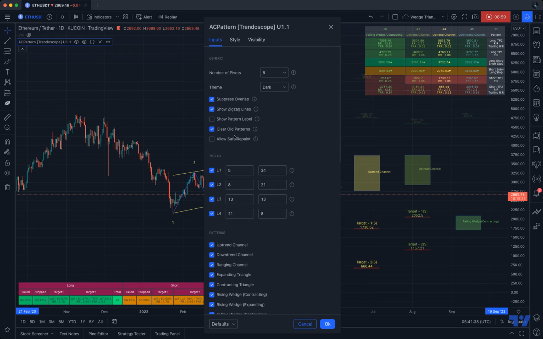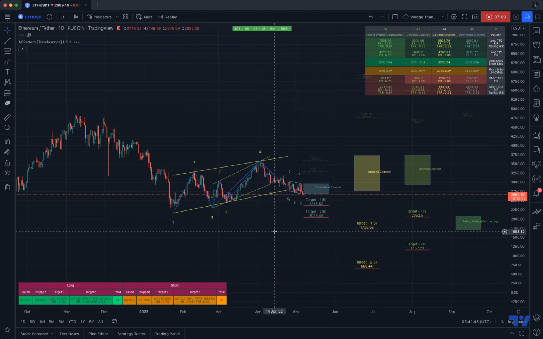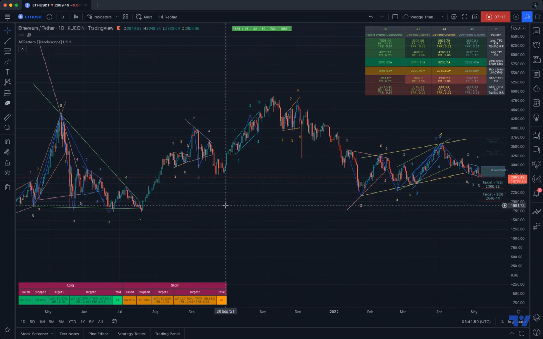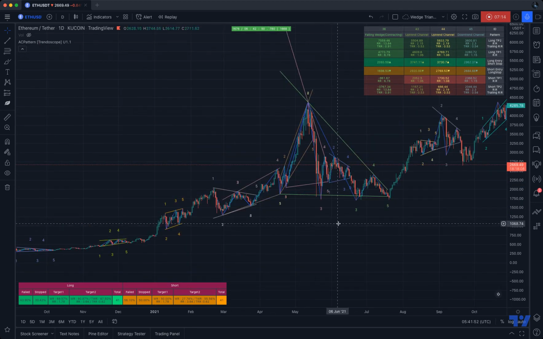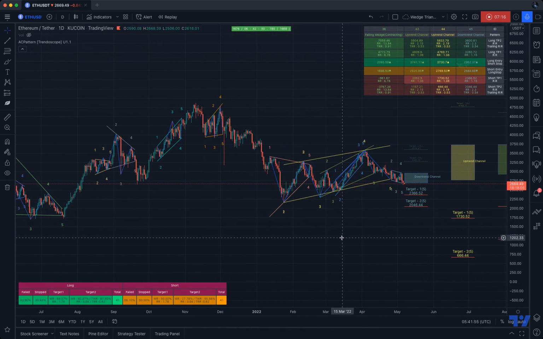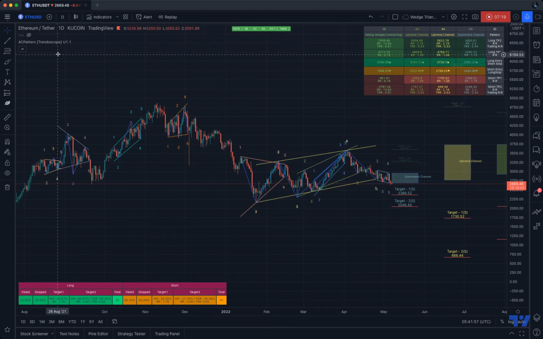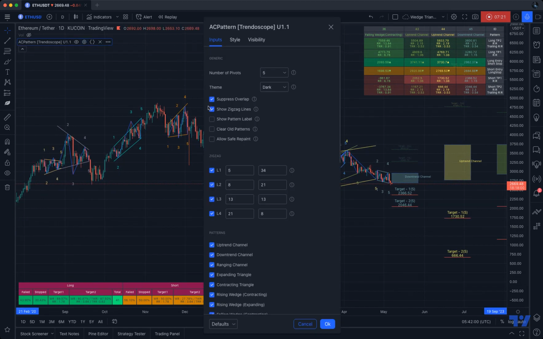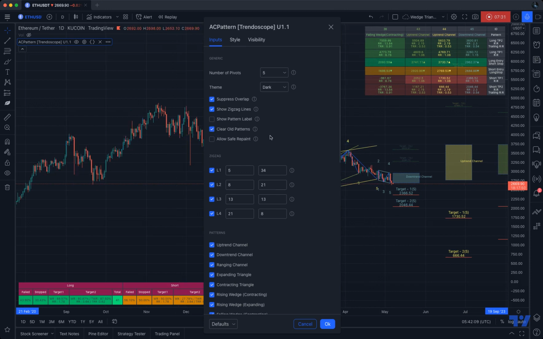And then we did show zigzag line, show pattern label, clear old patterns. If I disable this, it will show all the patterns which formed before. Look at this, it shows all the patterns, which can be a little messy and you don't need that kind of data. But if you still want to visualize how many patterns happened in the past, you can keep it on. It may also slow things down because there are more drawings here. So I prefer to keep it clear and only look at the latest patterns.